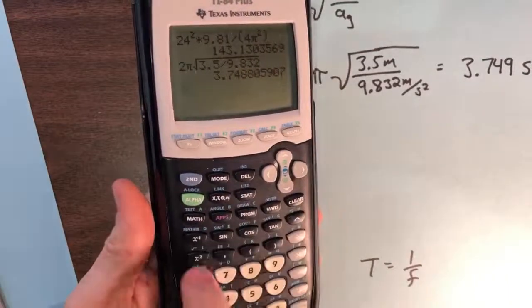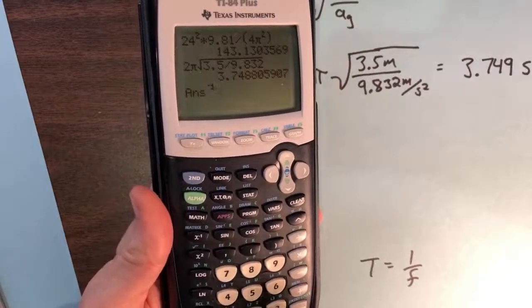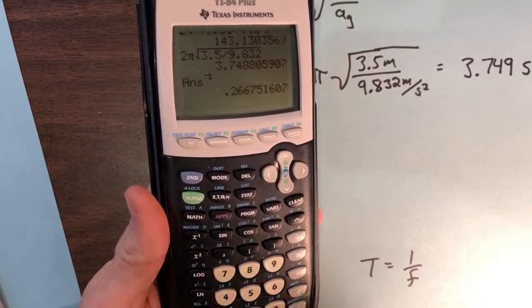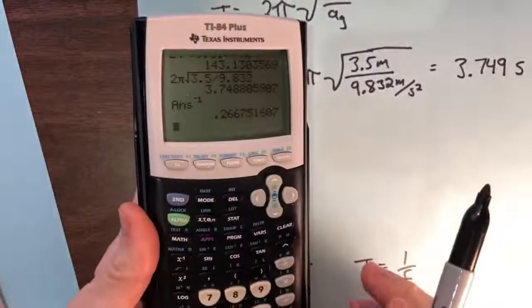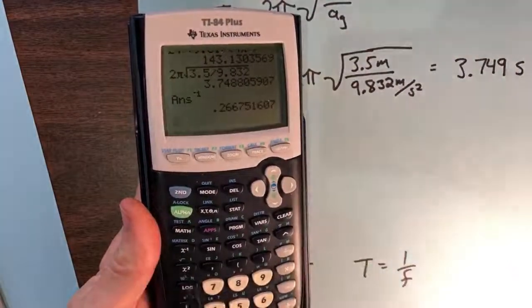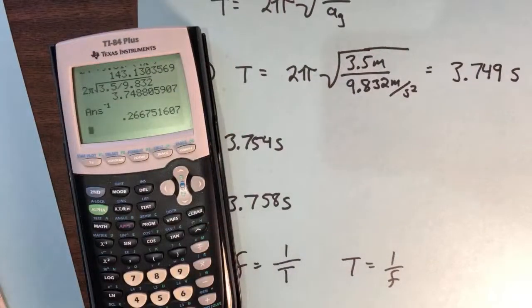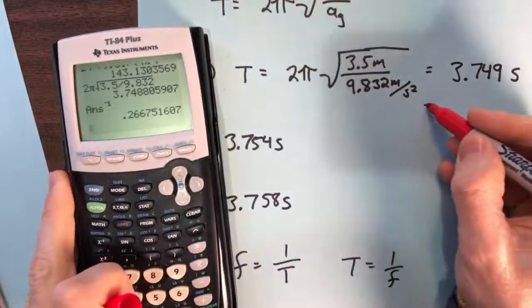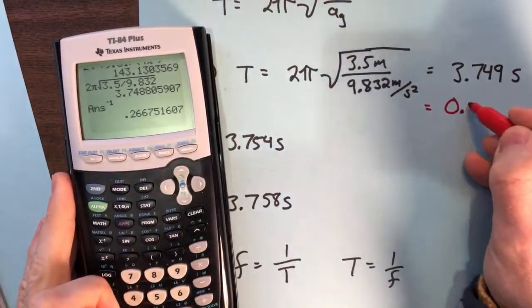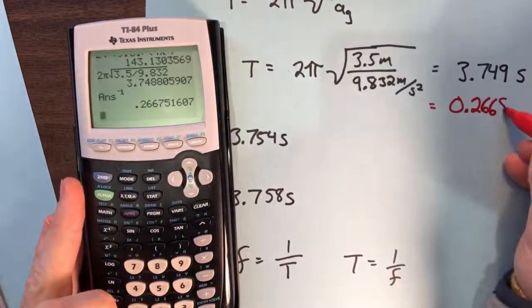So all I need to do is literally press one button, x to the minus 1, hit enter, and there we go. I now have the frequency for 1a. So 1 divided by that, or the inverse button, is going to get you the correct answer. Let's do those in red. And that's going to be 0.266, and that's going to round up to 8.